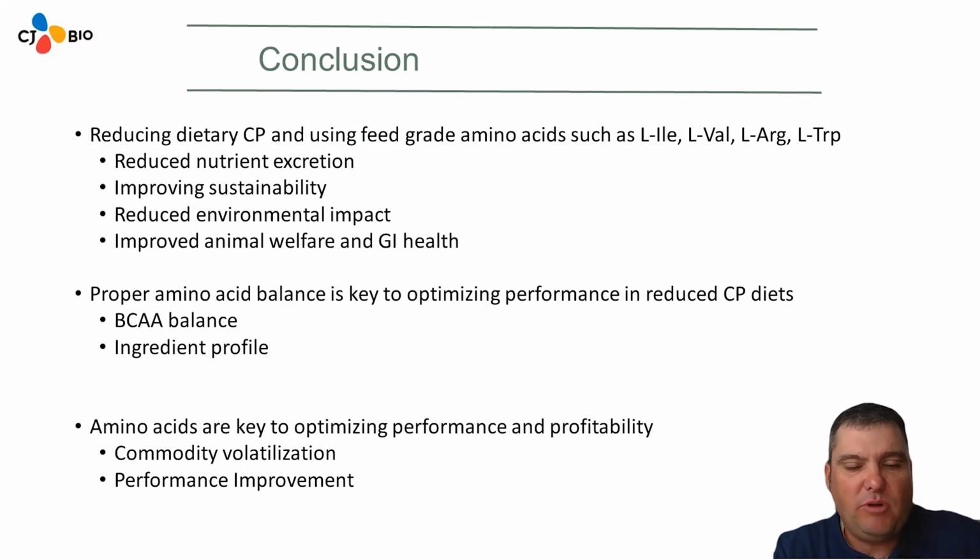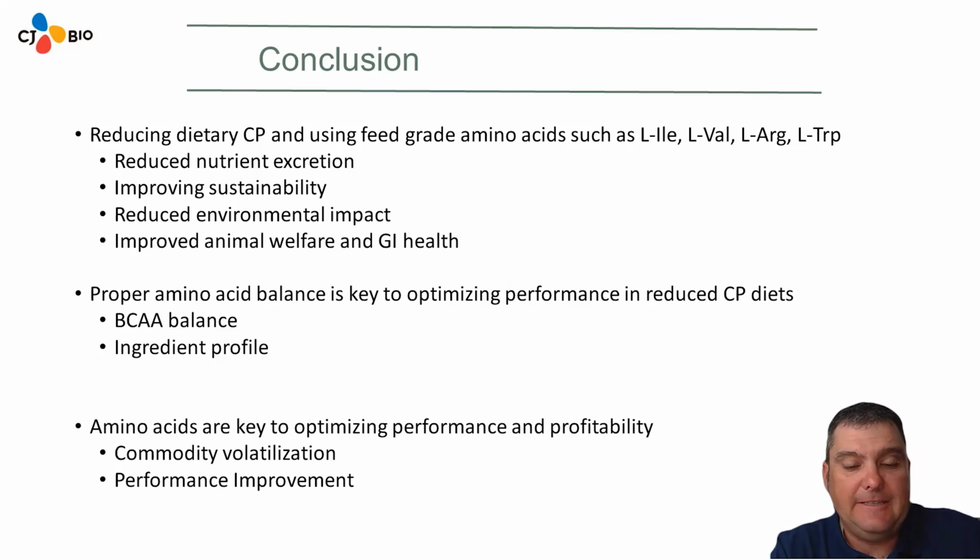We need to maintain the proper balance of amino acids, understand what our lower essential amino acid ratios need to be, maintain a proper branch chain amino acid balance, and really understand what impact our ingredient profile can have on the ultimate performance and the impact of those amino acids in the order of limitation. And amino acids are key to optimizing performance and profitability, especially in times now where we have commodity volatilization, extremely high costs for corn, soybean, and other grains.